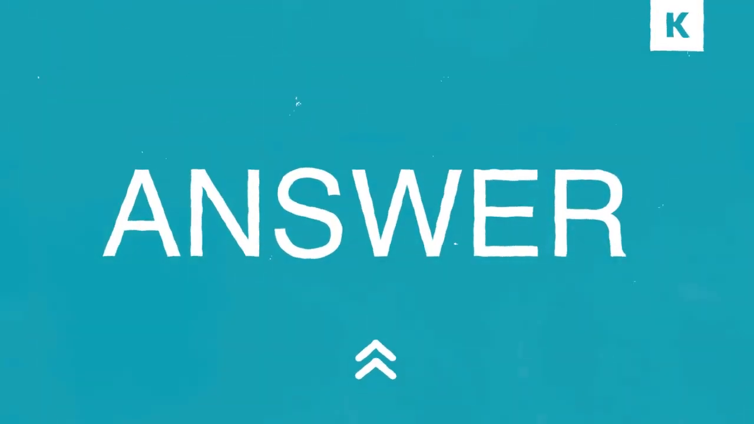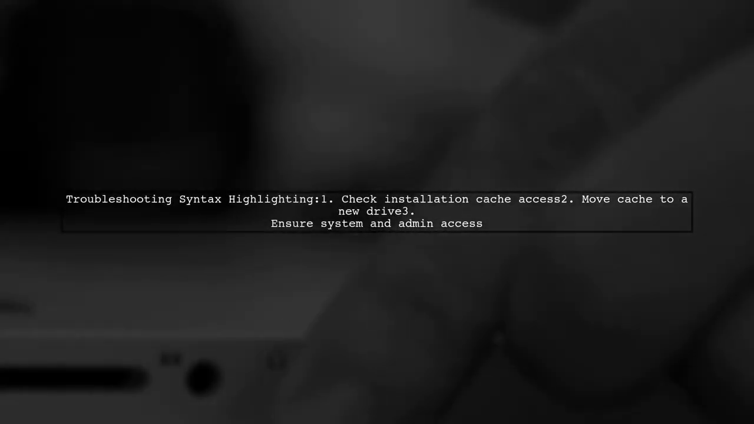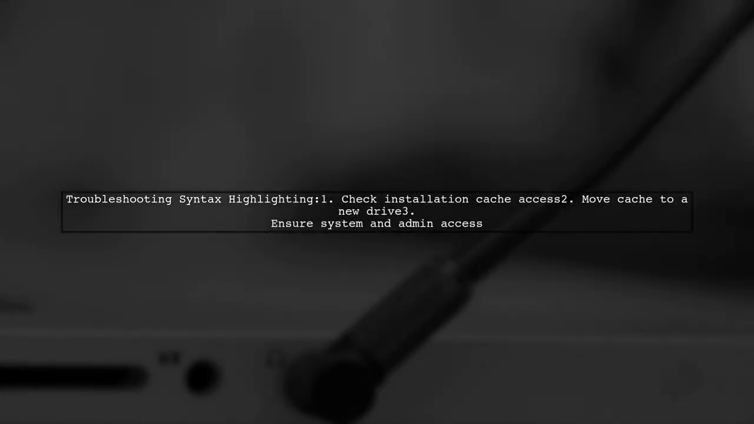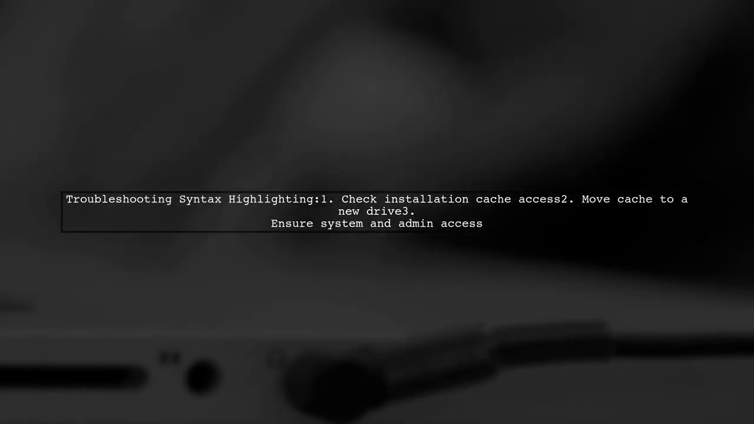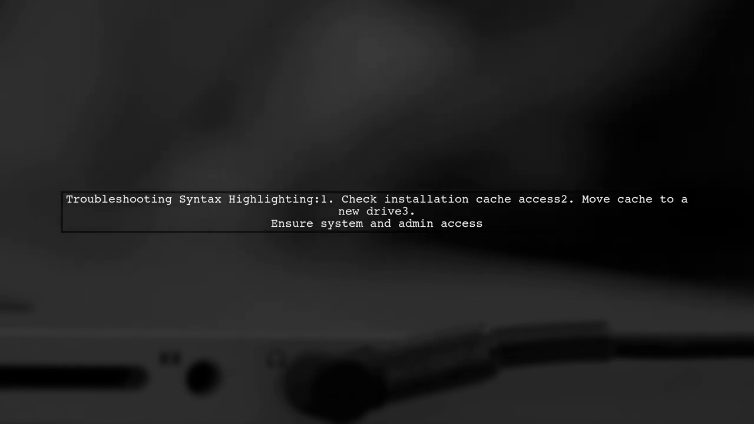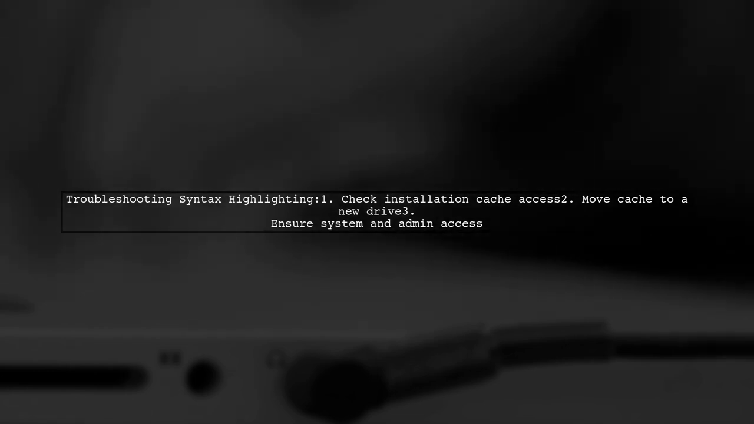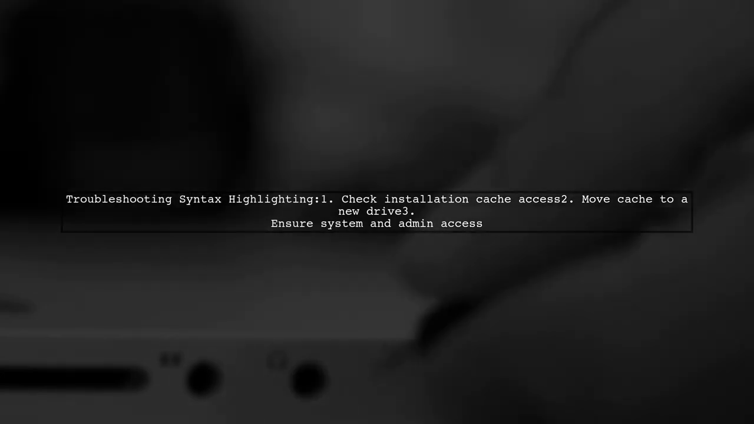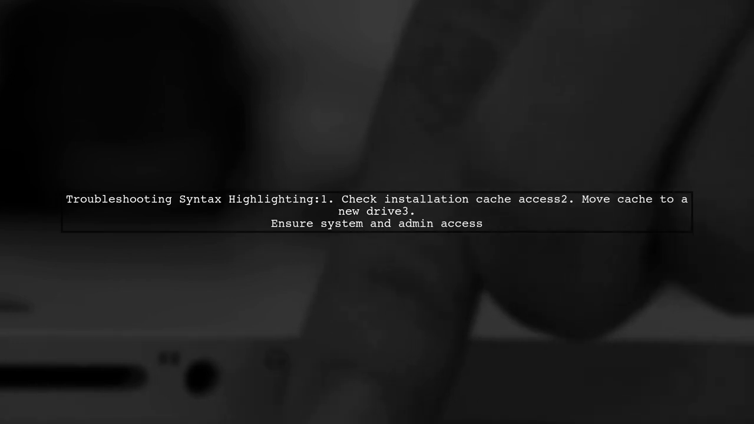Let's now look at another user-suggested answer. If you're having issues with syntax highlighting in Visual Studio 2017, it might be due to the installation cache not being accessible. You can move the cache to a different drive, but ensure that both the system and administrator have access.